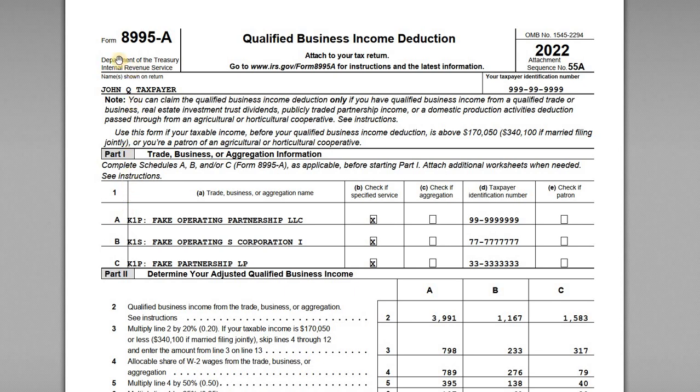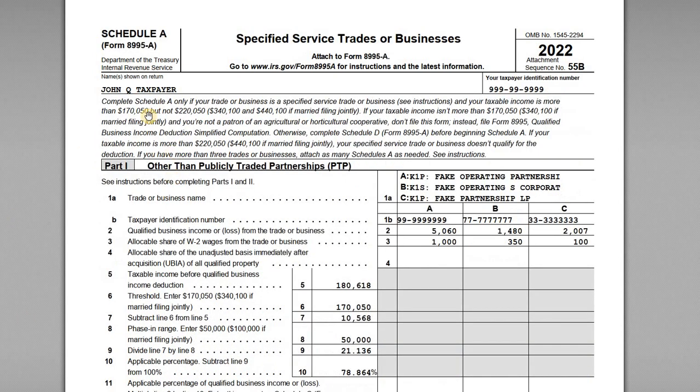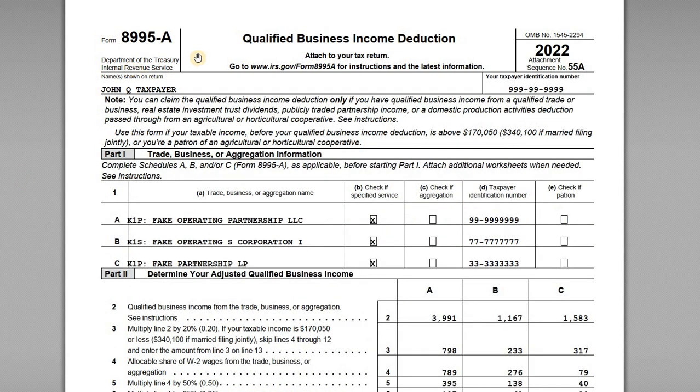Alright, for this video I want to go over the IRS Form 8995A, but specifically we want to look at how and when we need to complete the Schedule A for specified service trades or businesses. So I've got the sample Schedule A here with our 8995A, and it is part of a larger return, so we'll go through all the relevant forms and schedules that you need to be aware of.